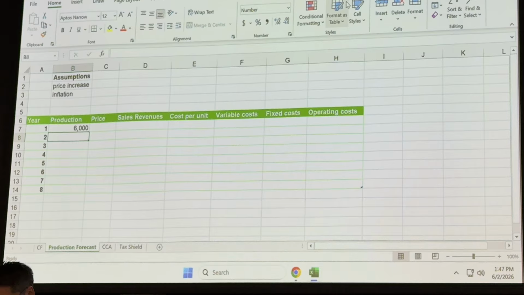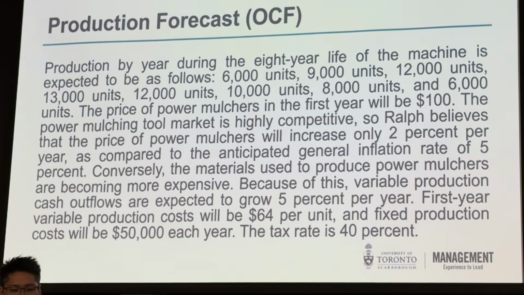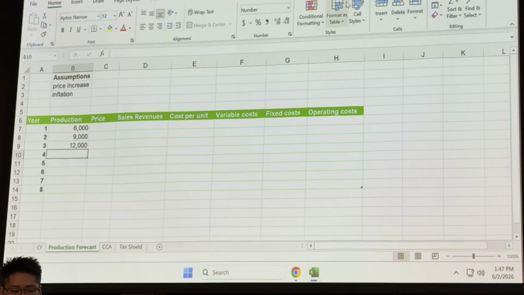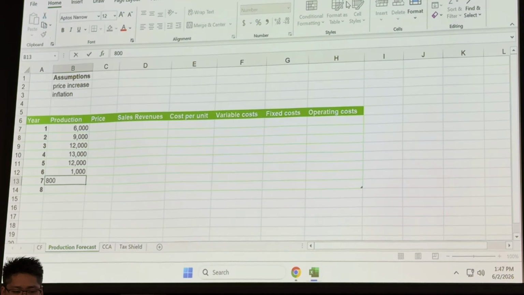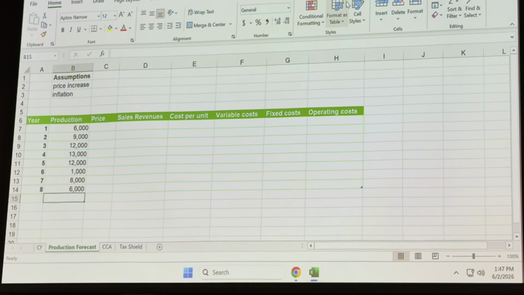So 6,000, 9,000, 12,000, 13,000, 12,000 again, 10,000, 8,000, and 6,000. And please let me know if I'm doing anything wrong here. Sometimes I get typos and stuff. Okay, these are production numbers.